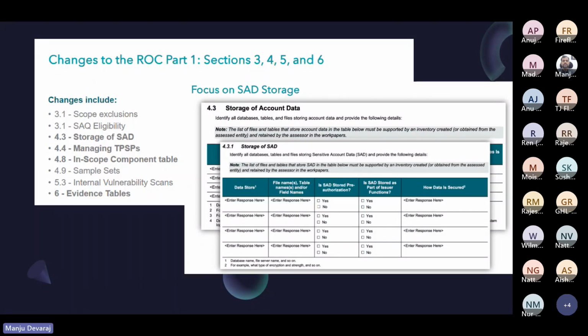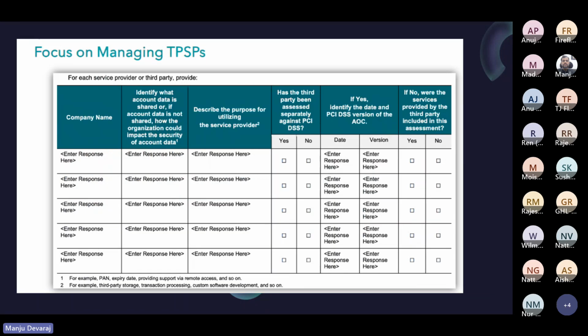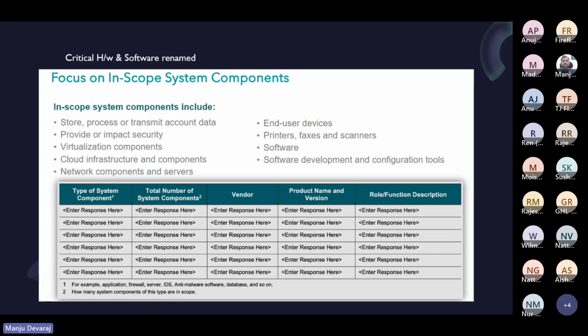Changes to the ROC part one. I think we have already discussed this. I'm just going to quickly jump through. Very important: the third-party service provider now has a very detailed table in terms of their details. What do they do? The purpose for utilizing the service provider, whether they are PCI assessed, whether they have an AOC, and all this. The table has been improved. We did have something before, but yes.